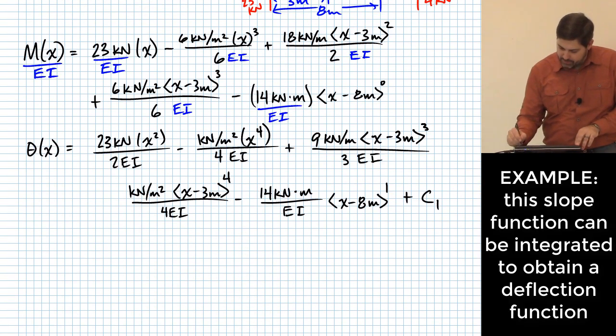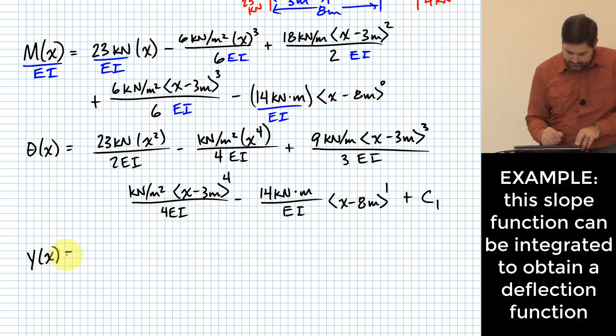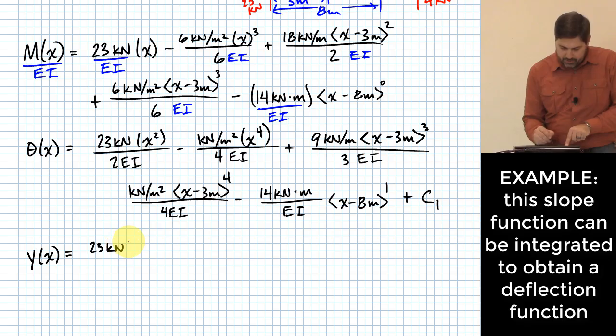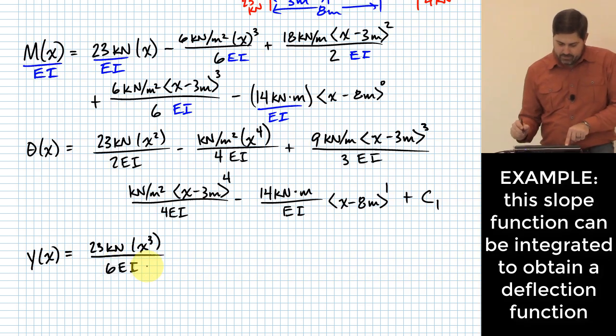Okay, the deflection equation. So for the deflection equation, we have y of x. What we're going to do is, again, just run through this. Here we'll have 23 kilonewtons. This becomes x cubed over, divide by the new exponent there. That gives me 6EI. Then what? Minus, here we're going to increase this exponent by 1. So again, units of kilonewton per square meter. We're going to take this x, increase that exponent by 1, and divide by the new exponent. What's that give me down here?